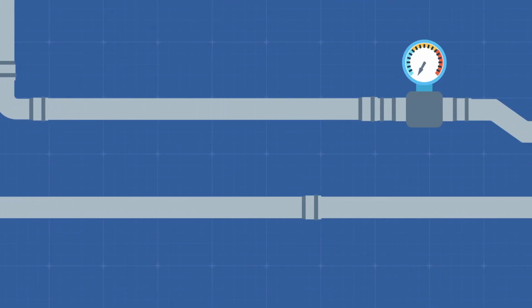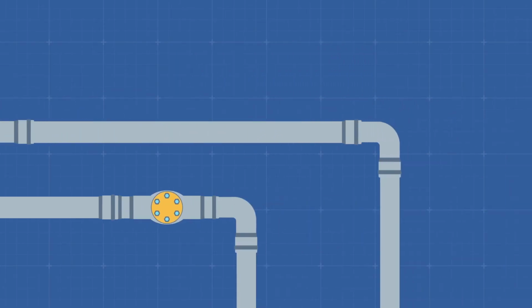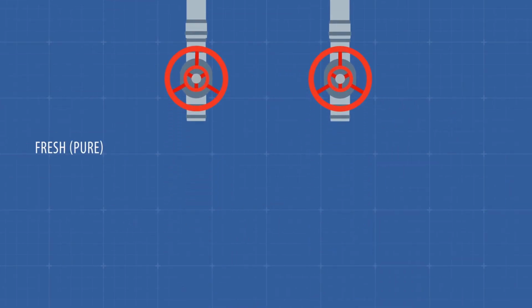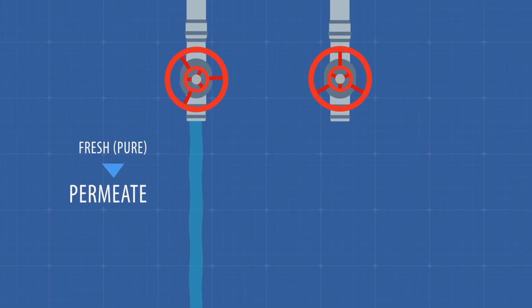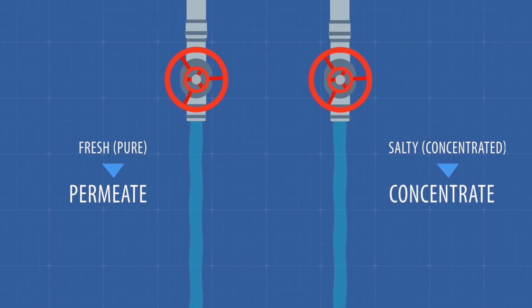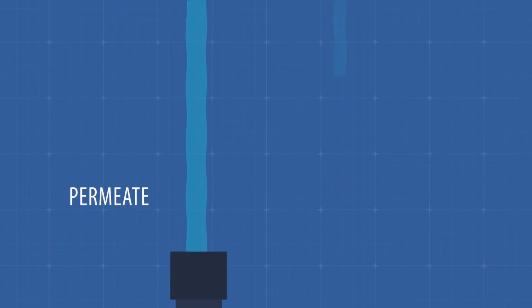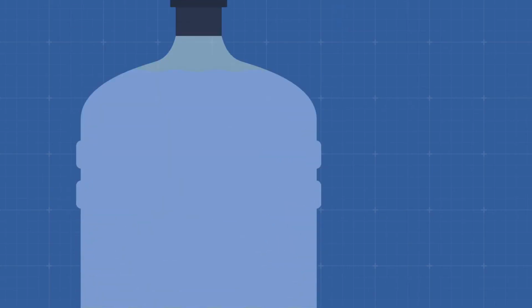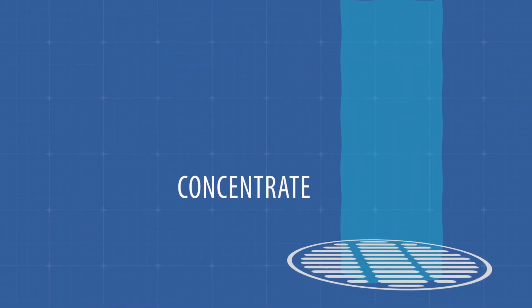When we do this in a real RO membrane, this generates two streams of water. A fresh or pure water stream, which we call our permeate, since it has literally permeated the membrane, and a salty or concentrated water stream, which we call our concentrate. The permeate is captured and used. The concentrate is usually sent down the drain unless there is some sort of a reuse system in place.